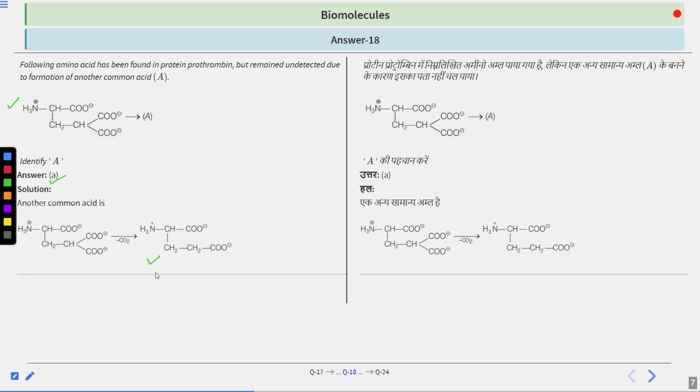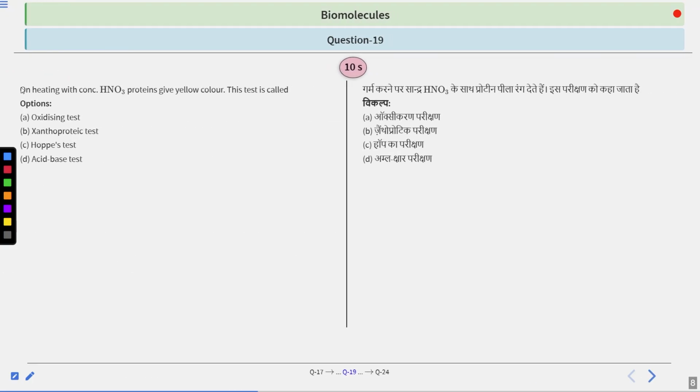Okay, let's move on to our next question. On heating with concentrated HNO3, proteins give a yellow color. So when we heat proteins with concentrated HNO3, it gives a yellow color in the solution. You have to tell the name of this test. Options are: oxidizing test, xanthoproteic test, Hobbs test, or acid-base test. You have 10 seconds to think about this question. After that, we will see the answer.